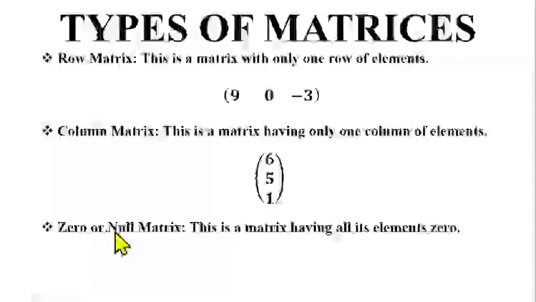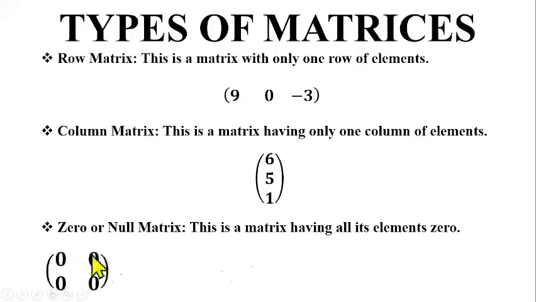Another type of matrix that we have is called a zero or null matrix. This is a matrix having all its elements to be zero. When you have a matrix where all the elements are 0, then you call it a zero or null matrix. An example is what you are seeing on the screen right now. You can see that all the elements in this matrix are zeros. So that means this is a zero or null matrix.